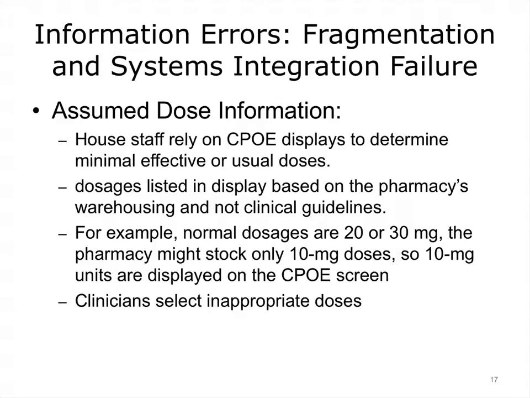It is a well-known phenomenon that users come to rely on technology and often treat it as an authoritative source that can be implicitly trusted. In this case, clinicians relied on CPOE displays to determine the minimum effective dose or a routine dose for a particular kind of patient. However, there was a discrepancy between their expectations and the dose listing. The dosages listed on the display were based on the pharmacy's warehousing and not on clinical guidelines. For example, although normal dosages are 20 or 30 milligrams, the pharmacy might stock only 10 milligram doses, so 10 milligram units are displayed on the CPOE screen. Clinicians mistakenly assumed that this was the minimal dose.